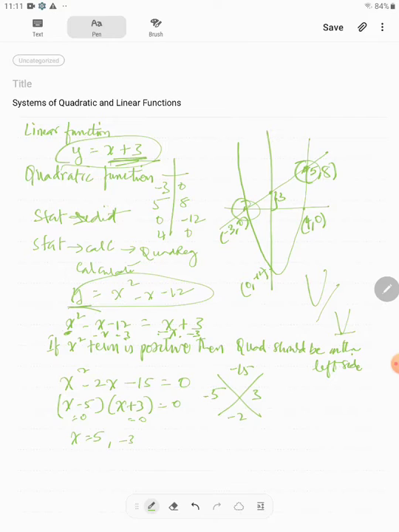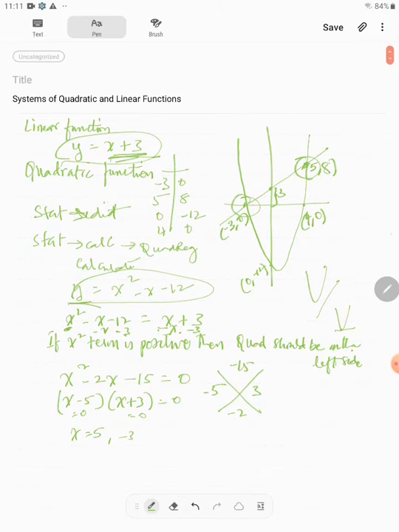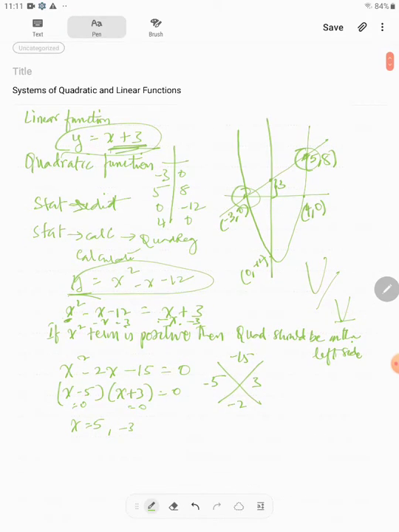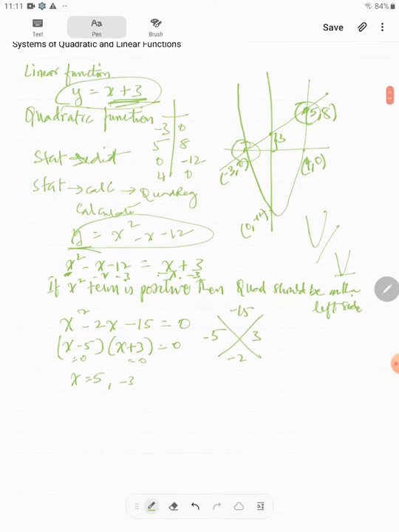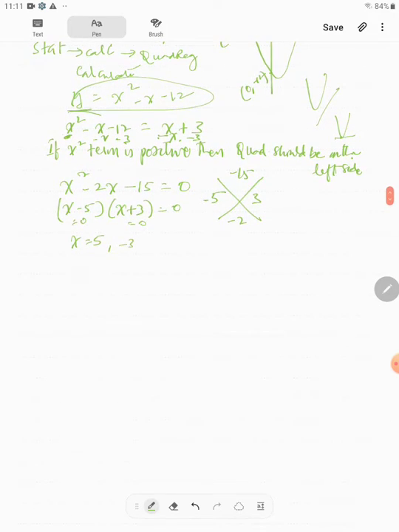So we are not done here. That's the catch. The only additional step is to find the corresponding y value. What is the y value for this x value? What is the y value for this x value? So for x equal to 5, you're plugging this x equal to 5 into either the linear function or the quadratic function. You're going back and substituting them there.